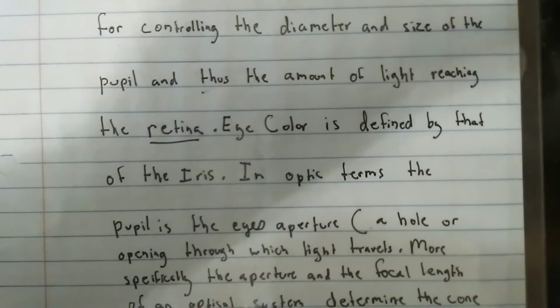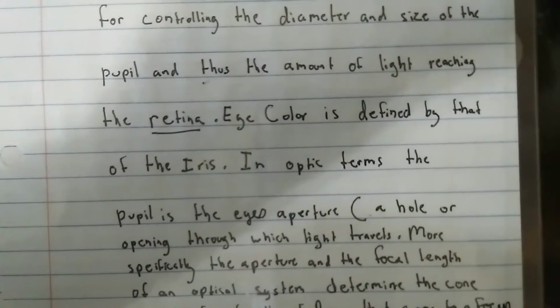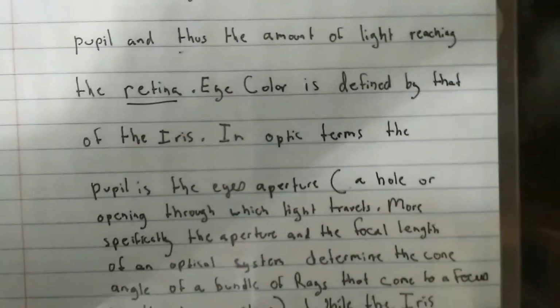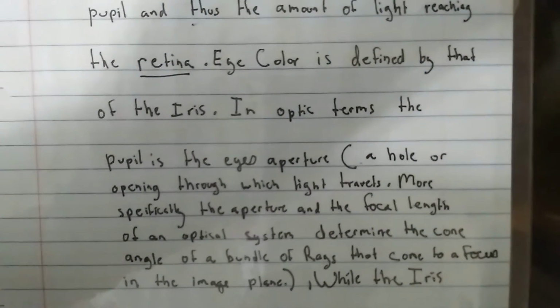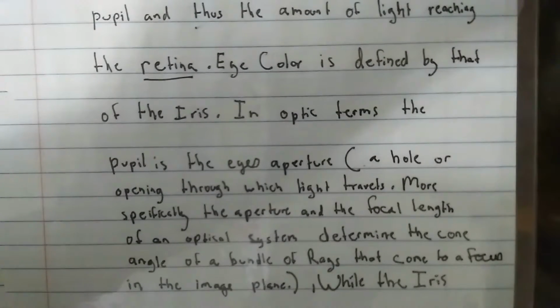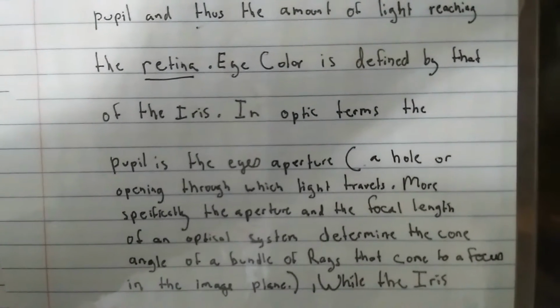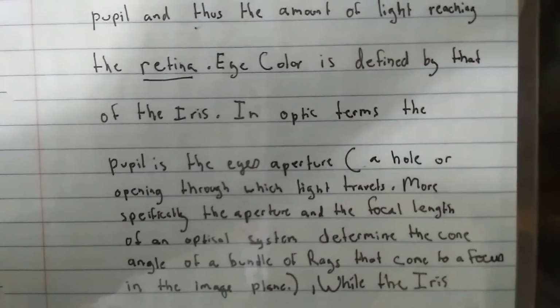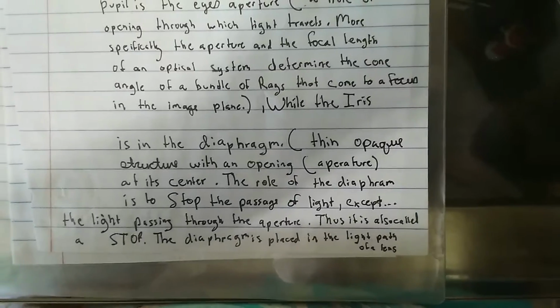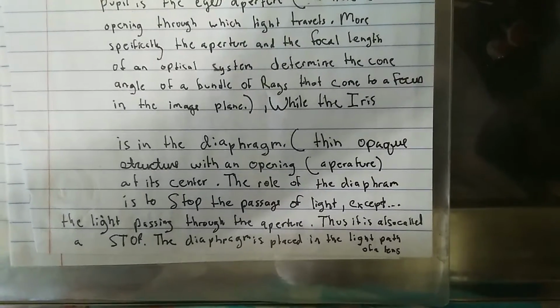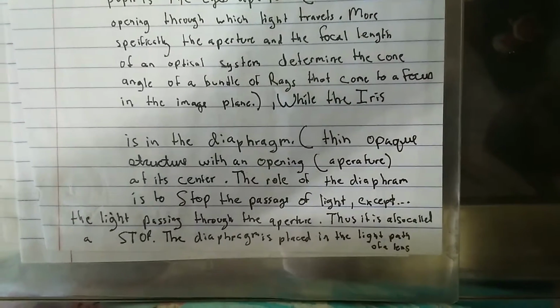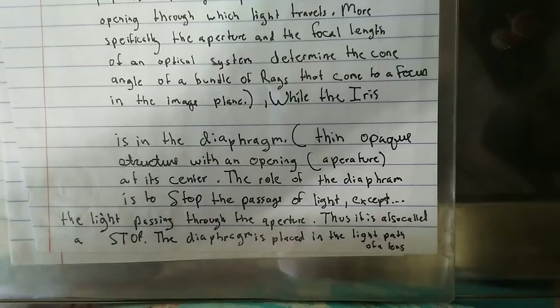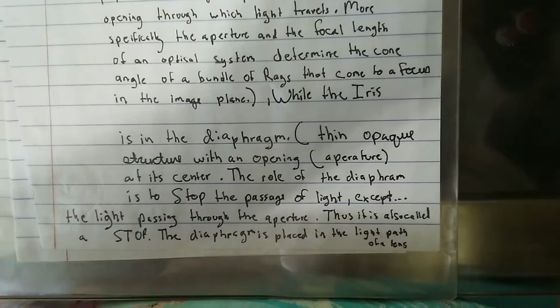In optic terms, the pupil is the eye's aperture, a hole or opening through which light travels. More specifically, an aperture and the focal length of an optical system determine the cone angle and bundle of rays that come to focus in an image plane, while the iris is the diaphragm, the opaque structure with an opening, the aperture, at its center. The role of the diaphragm is to stop the passage of light, except the light passing through the aperture. Thus it is also called a stop.